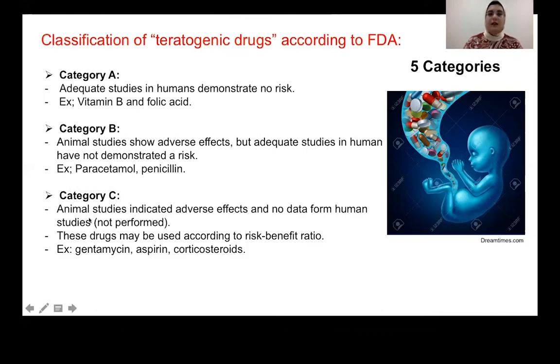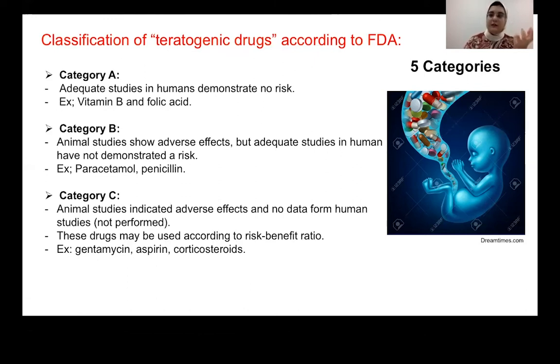Category C, the animal studies showed some adverse effects, but the human studies have not been done or performed. So, before prescribing these drugs, we should think about the risk-benefit ratio. What does it mean, the risk-benefit ratio? It means, when I give the drugs to this mother, does she have a severe condition?